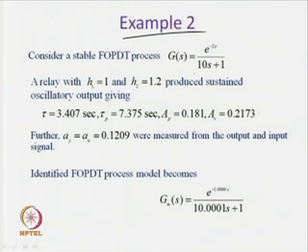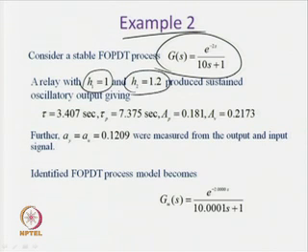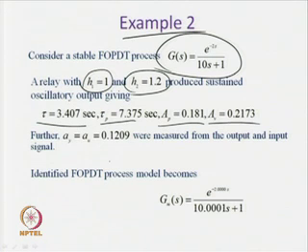Consider a stable process of the form G(s) equal to e to the power minus 2s upon 10s plus 1. An asymmetrical relay with parameters h1 equal to 1 and h2 equal to 1.2 produced sustained oscillatory output giving tau this much, tau p this much, A p this much and A v this much. Now, I will not use the set of 4 expressions to find the unknowns associated with this transfer function model for this process.